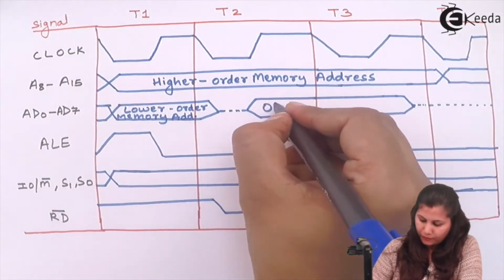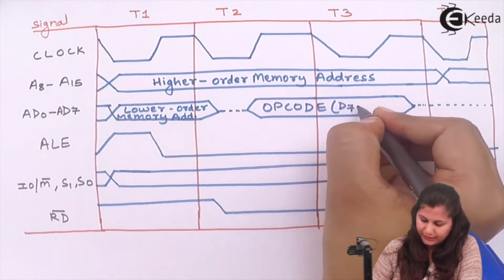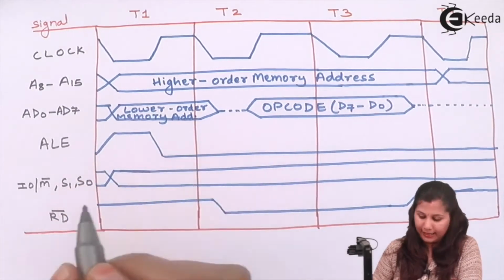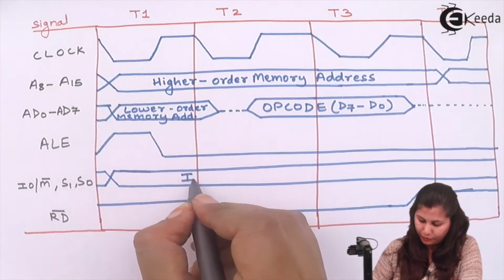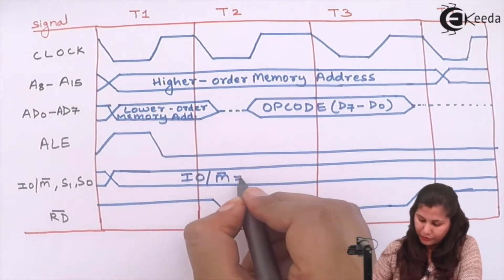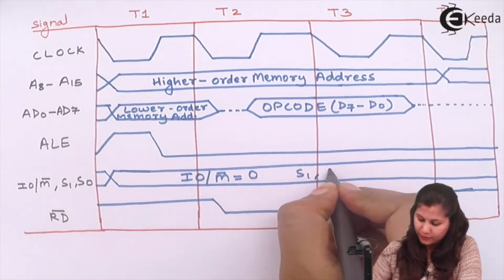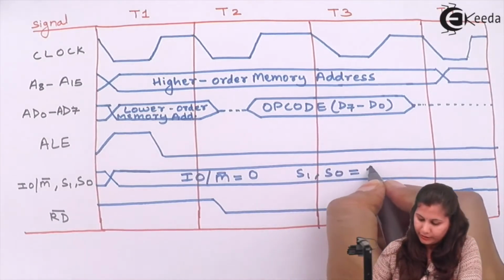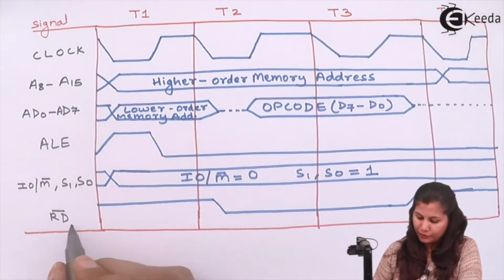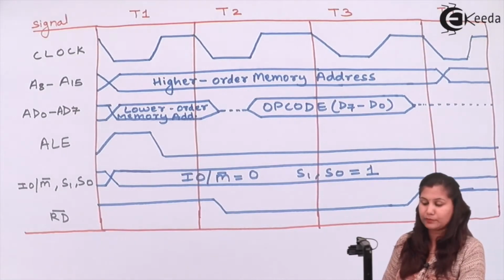This is our opcode, or we can say the data. This is address latch enable. Then we have input output and memory. Because it is a memory operation, its value will be 0, and it is an opcode fetch machine cycle, so S1 and S0 both are equal to 1. And this is a memory read operation, so the read signal is low in the opcode fetch machine cycle.